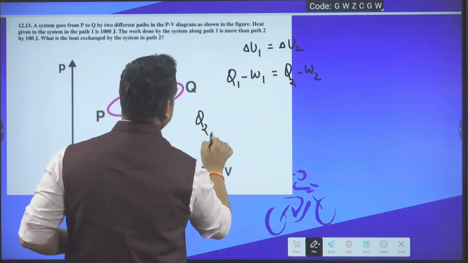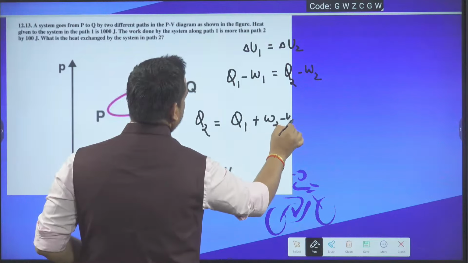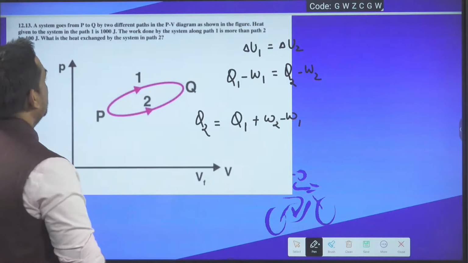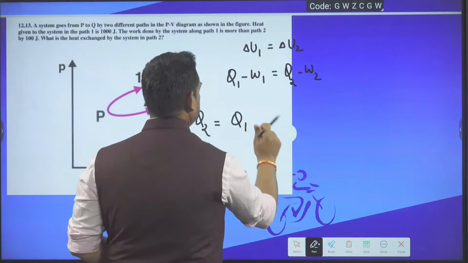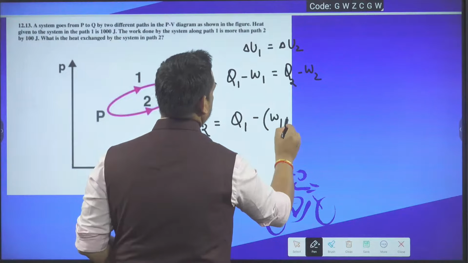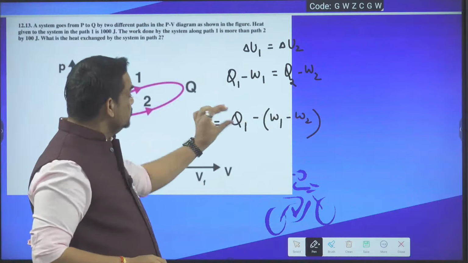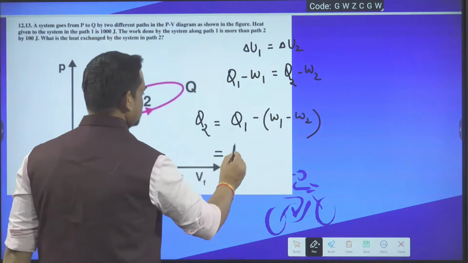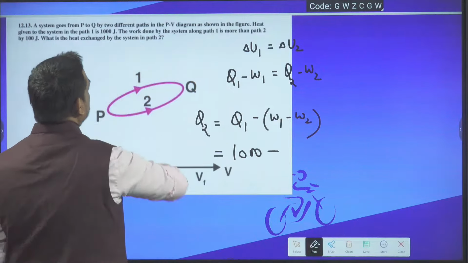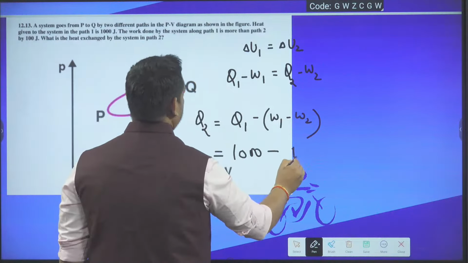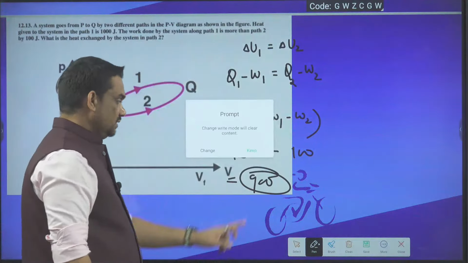So Q2 we can say will be equal to Q1 plus W2 minus W1, like this. And they have given that work done by the system along the path 1 is more, so I can say Q2 equals Q1 minus (W1 minus W2). Like this I have rearranged. Q1 is given how much here in this case? 1000. And they are not given W1, W2 separate. W1 minus W2 is given how much? 100. So this becomes 900. Clear? Okay.